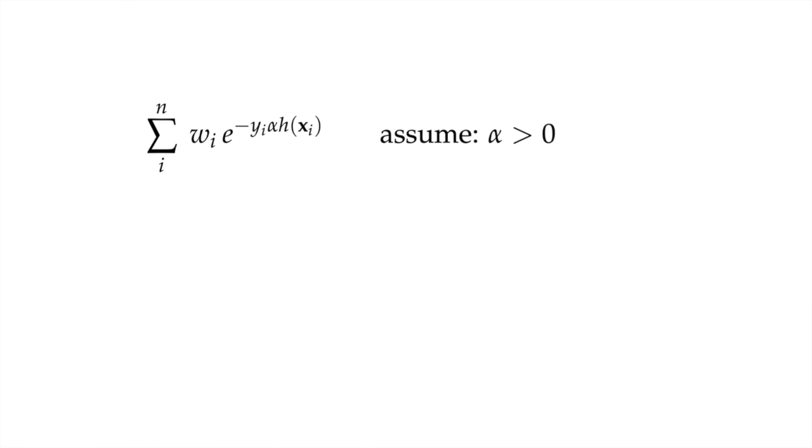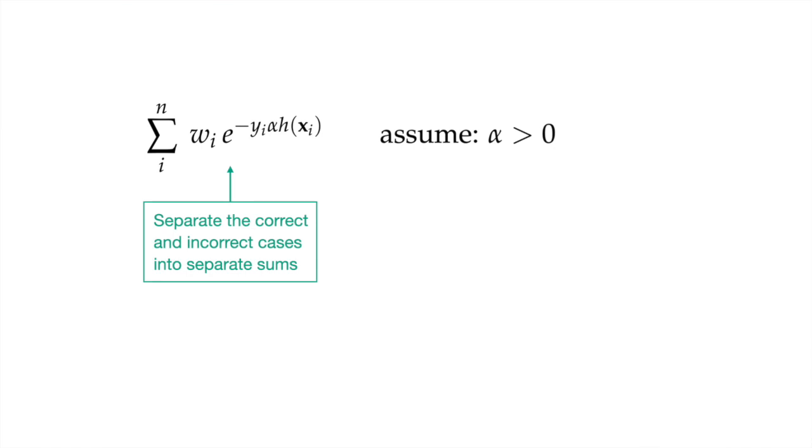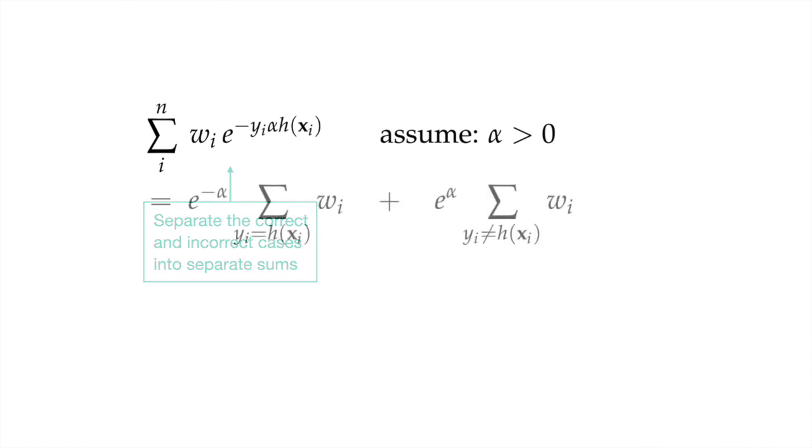We can separate out the correct and incorrect cases in this sum into 2 separate summations. So in the first case, it's a sum over all of the correctly classified samples, and in the second, it's a sum over all of the incorrectly classified samples. So this is 2 disjoint sets of samples which together make up the entire training set. And for all of them, there is just some exponential multiplied by the sum of the weights. The e to the minus alpha and e to the alpha. We don't know what they are, but we know they're not going to vary.